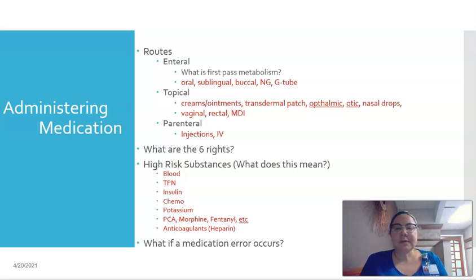on. So just be aware, including injections, because diabetes is on the exam. So of course there's going to be some sub-Q questions. You're going to need to know what the 6 rights are. And then high-risk substances. So that's going to be like your potassium, your morphine, your PCA pumps, and so on. And then know what to do if a medication error occurs.